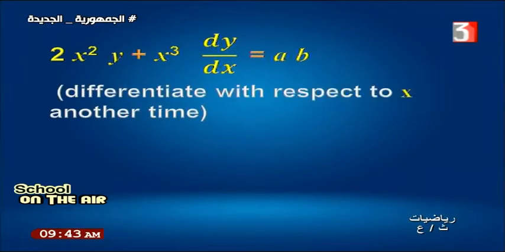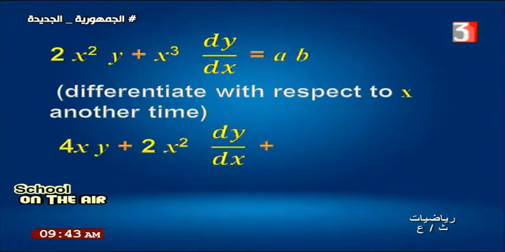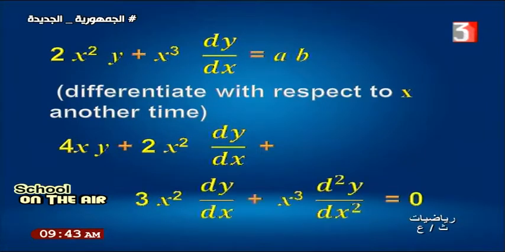Then if we differentiate both sides with respect to the variable x another time, the derivative of 2x^2 is 4x times y plus 2x^2 times dy/dx, plus the derivative of x^3, which is 3x^2 times dy/dx plus x^3 times the second derivative of y with respect to x, d2y/dx^2, equals the derivative of the right hand side, which is a multiplied by b. Since a times b is a constant, the derivative of a times b equals 0.